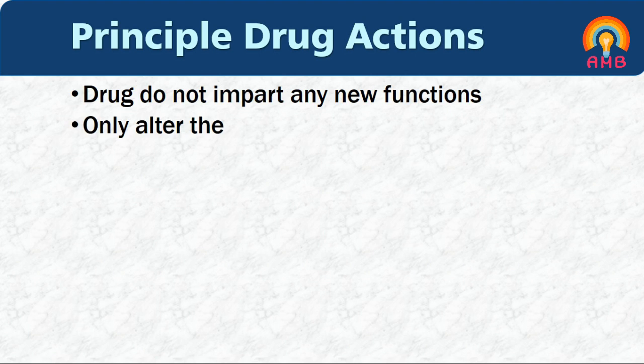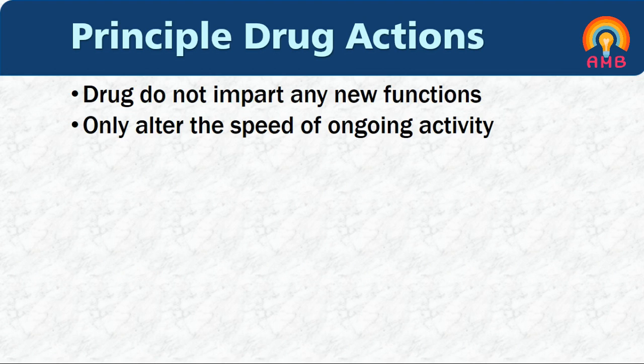It only alters the pace or speed of ongoing activity of that organ or that cell or that tissue. It means that it either increases or decreases the activity of a cell or tissue or organ or a system of our body. So there are basic types of effects or actions that can be produced by a drug in our body. These basic activities are called principal drug actions.